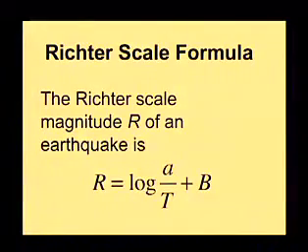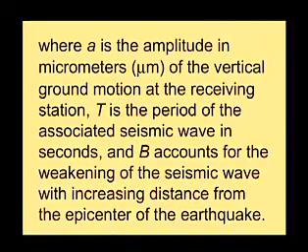Let's look at the formula for the Richter scale. The Richter scale magnitude, capital R, of an earthquake is given by R equals the log of A divided by T, plus B, where A is the amplitude in micrometers of the vertical ground motion at the receiving station, T is the period of the associated seismic wave in seconds, and B accounts for the weakening of the seismic wave with increasing distance from the epicenter of the earthquake.